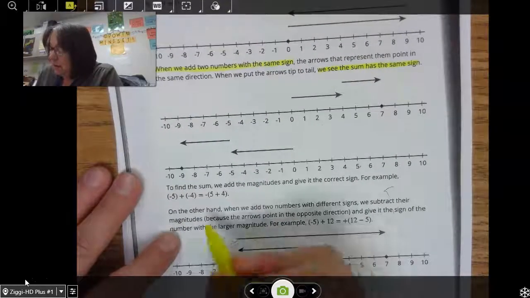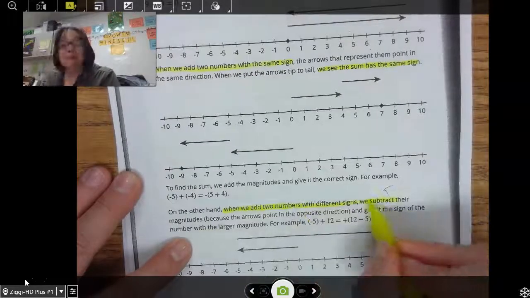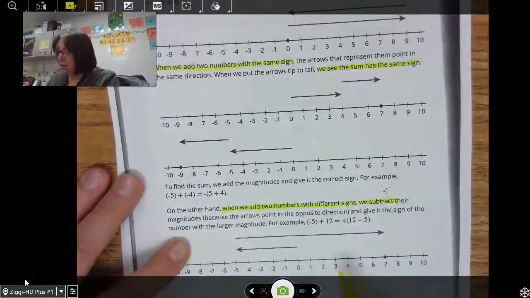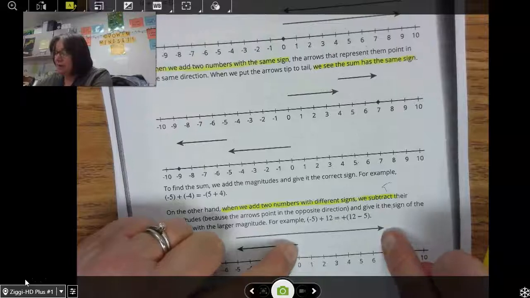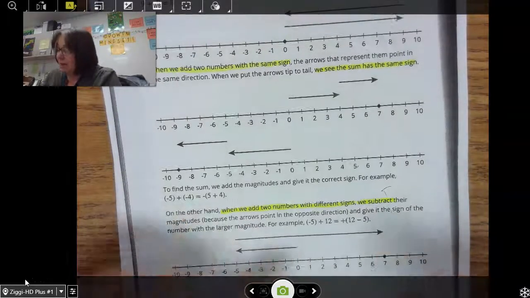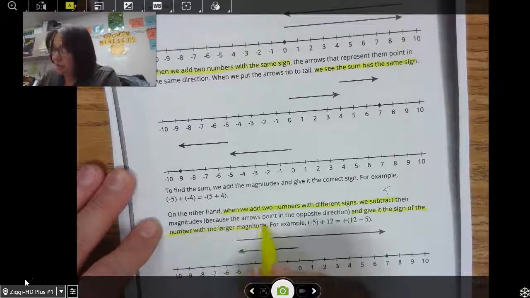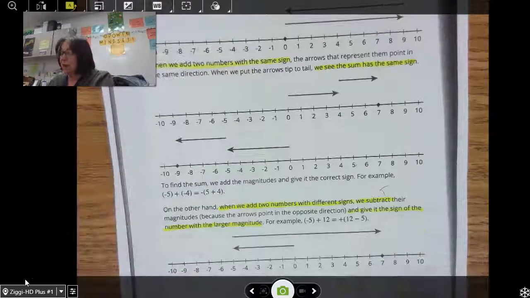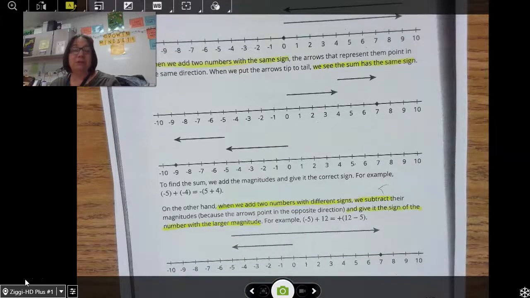Now, when we add two numbers with different signs, we subtract. So essentially what you're doing is finding that difference in magnitude. What is this amount that was empty space there? It was 7, okay? And then we're going to give the sign of the number with the larger magnitude. So my arrow was larger in the positive direction, so my answer is going to be positive. That's what you're looking for.